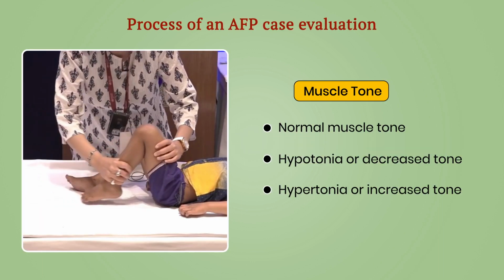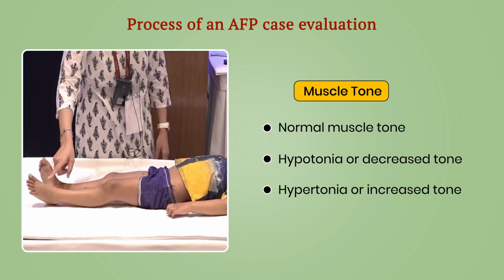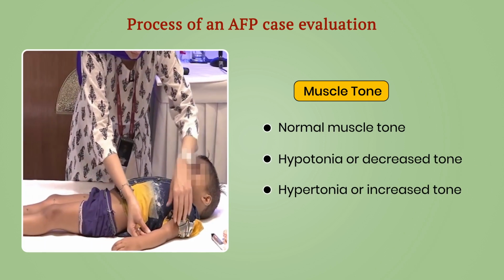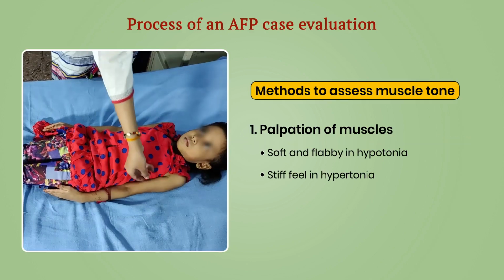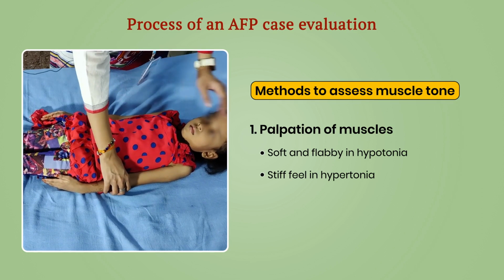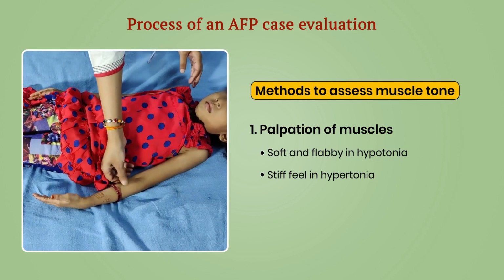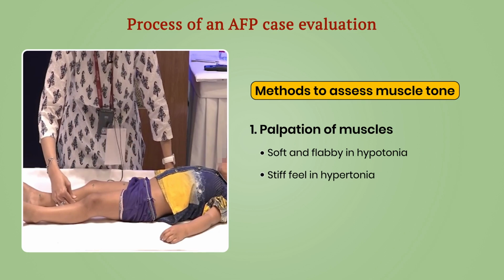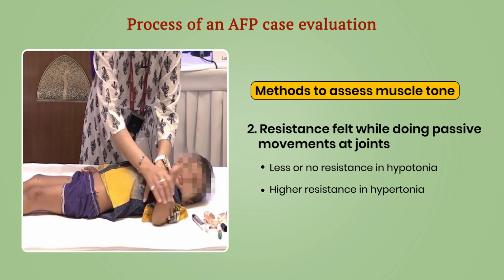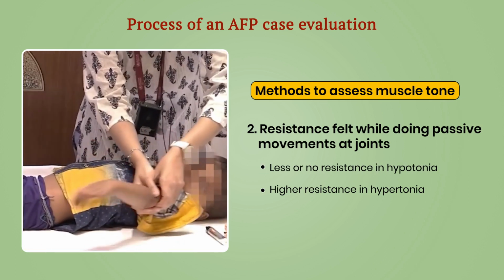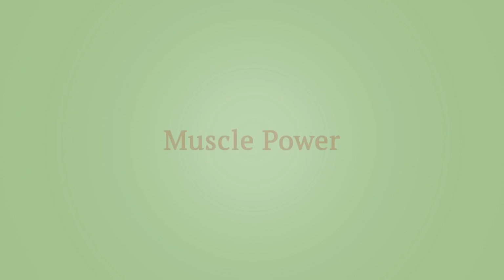Muscle tone. Muscle tone can be graded into normal, hypotonia or decreased tone, and hypertonia or increased tone. Decreased muscle tone is characteristic of an AFP case. Methods to assess muscle tone are palpation of muscles, soft and flabby in hypotonia while stiff feel in hypertonia; and resistance to and range of passive movements at major joints, less or no resistance in hypotonia while higher resistance in hypertonia.